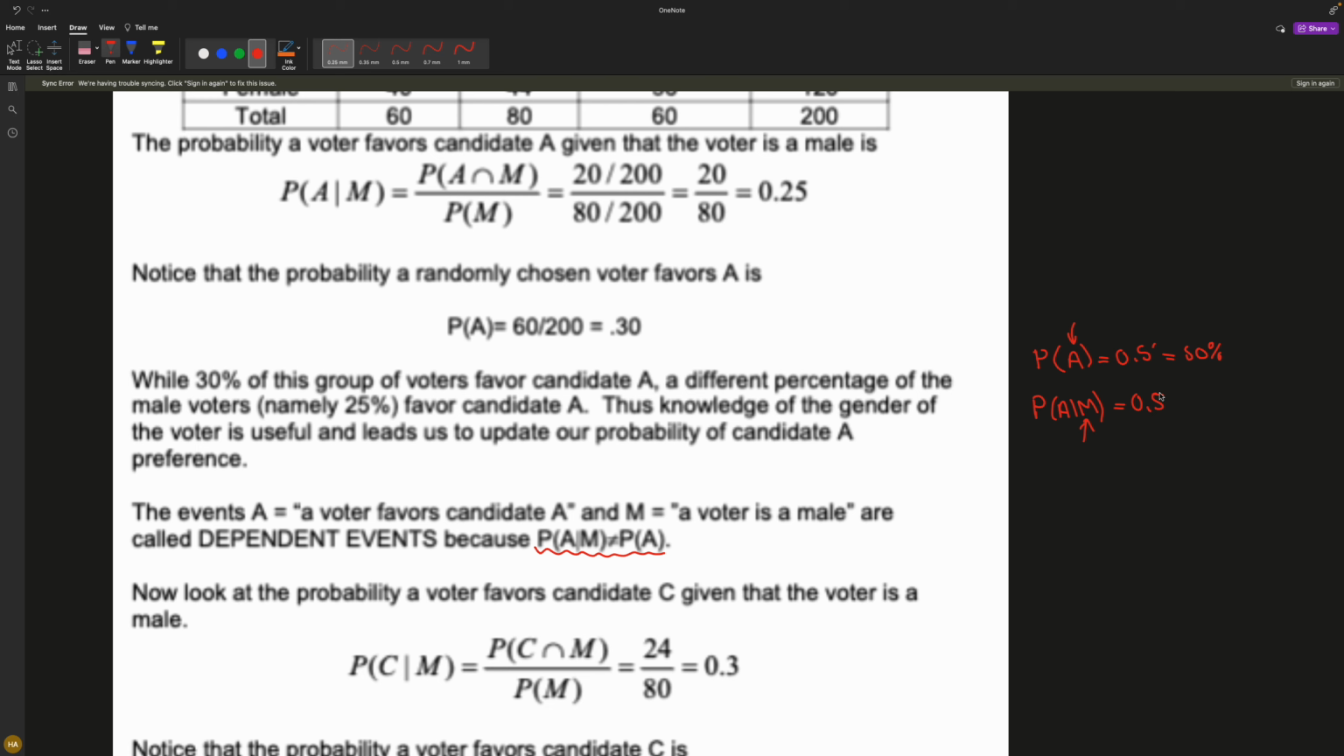But if this was, let's say, like 0.3, then you'll be like, oh look, M actually affected my outcome, which means it is dependent. M actually does matter. And so that's basically what it is.